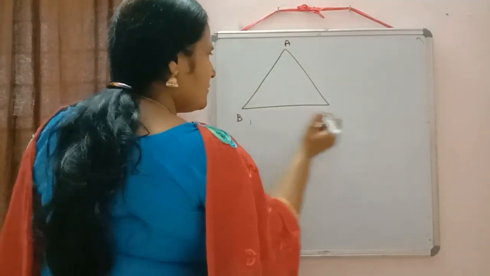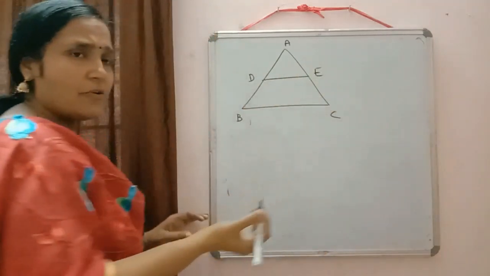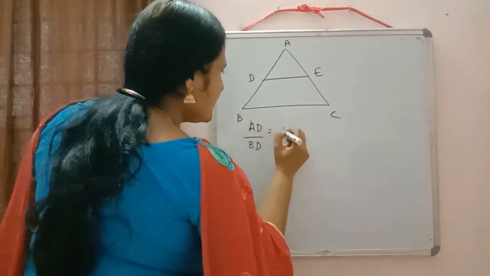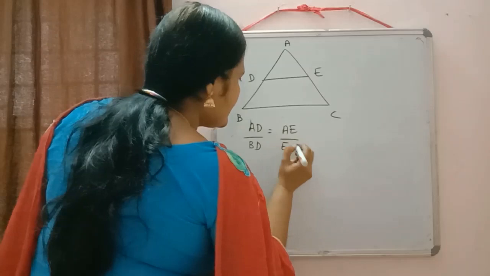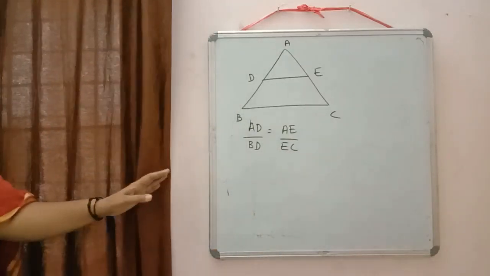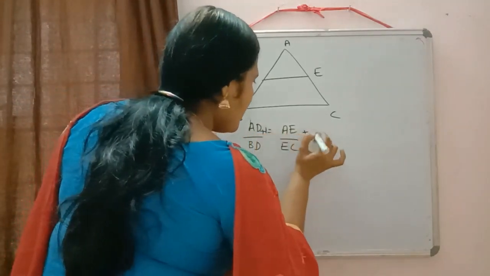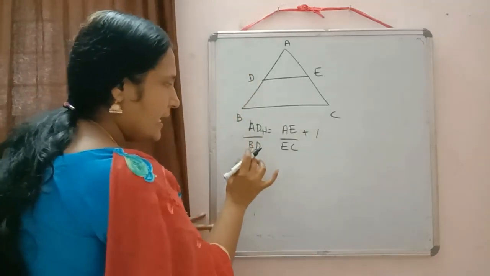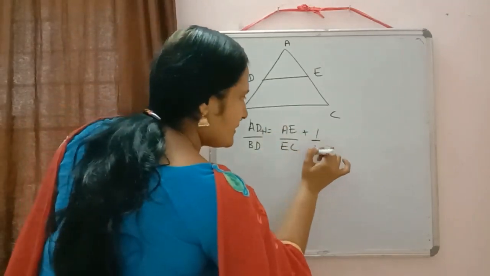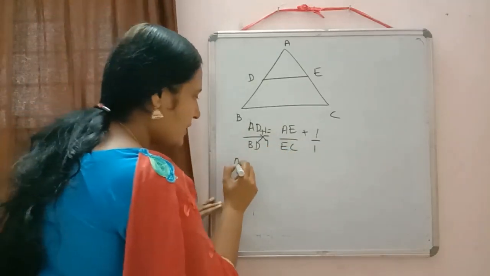So triangle ABC, you draw. Again I am drawing because I rubbed it. DE. What did we prove there? We proved AD by BD is equal to AE by EC. Correct? I proved this one. Now adding 1 on both the sides, we are adding 1 on both the sides. So what are we getting? AD by BD plus 1 equals AE by EC plus 1. 1 can be written as 1 by 1. Now what do we have to do? Cross multiplication.